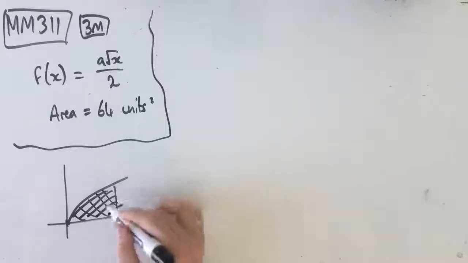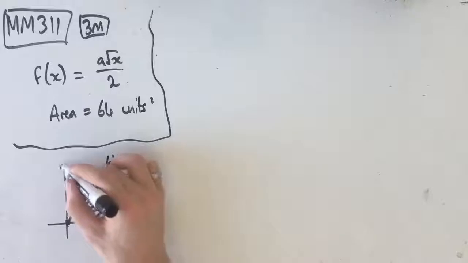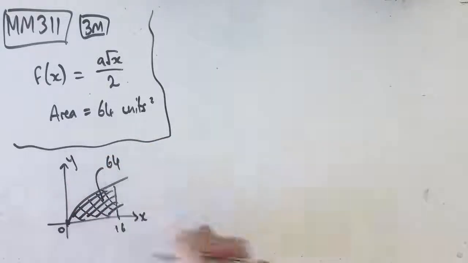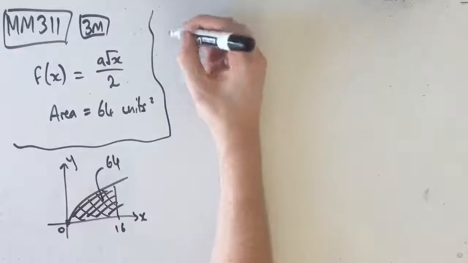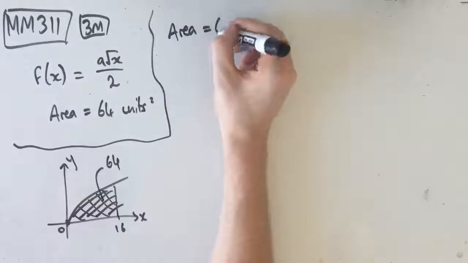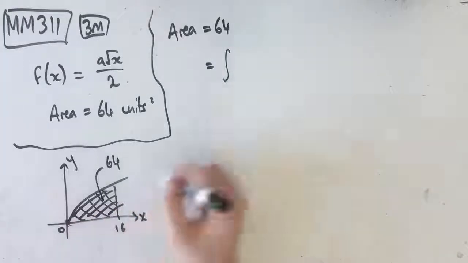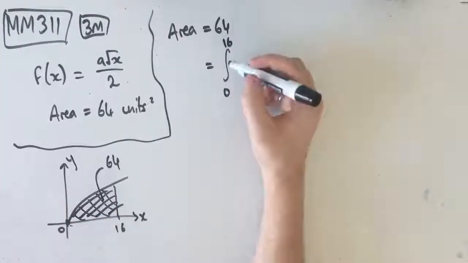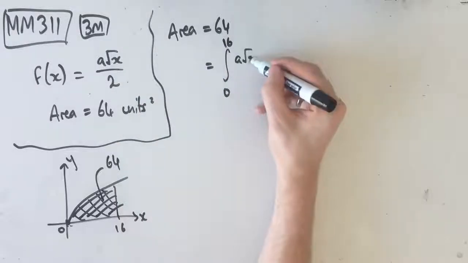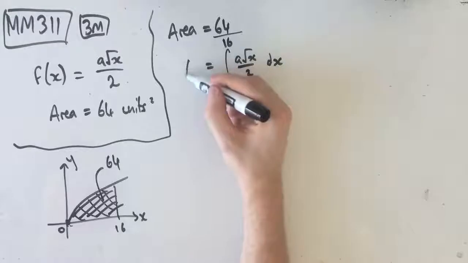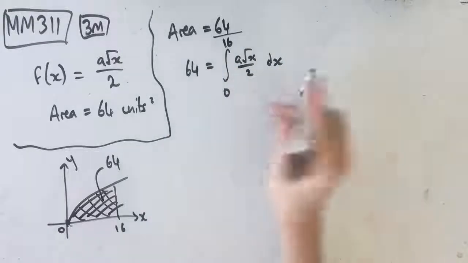Well, we know the area is 64 square units. And we know that the area from 0 to 16 is going to be 64, right? So area equals 64. And our area is the integral from 0 to 16 of f of x, which is a root x over 2 dx. What's that equal to? 64. Awesome. So this is our setup equation.